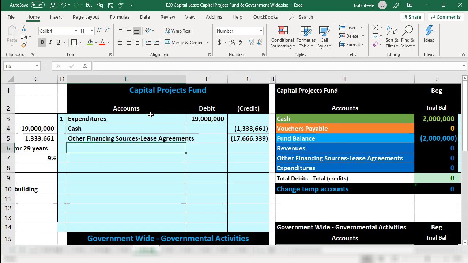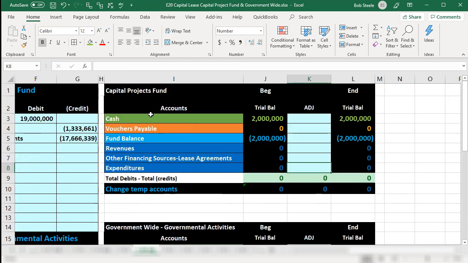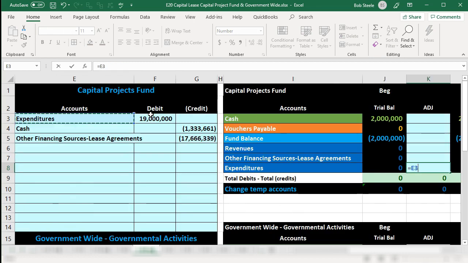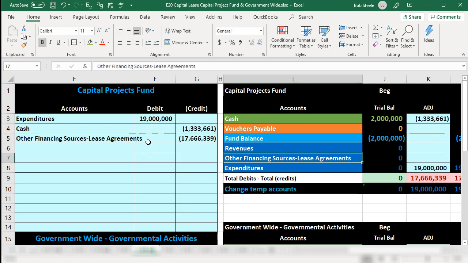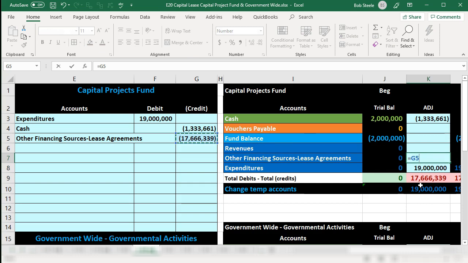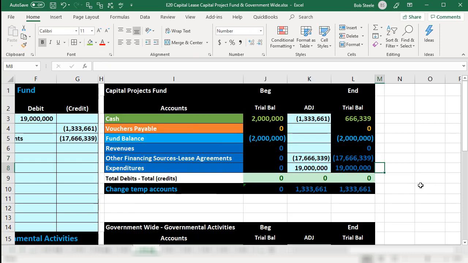We have the expenditures. If we scroll over to the expenditures, we are in cell K8 equals, scrolling back over, we're going to pick up that debit and enter. Then we're in the cash, so we are in K3 equals, and we'll pick up the cash, making that go down. And then we are in the other financing sources and uses. This item, that's going to be in K7 equals, and we'll pick up the credit and enter. So there we have that.